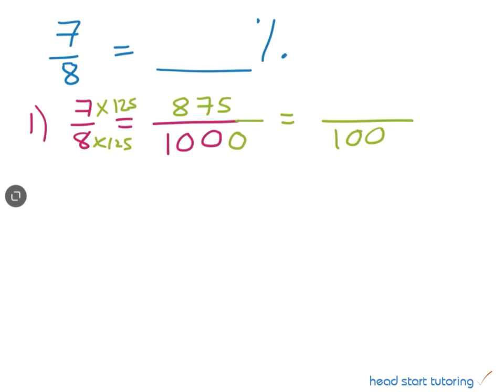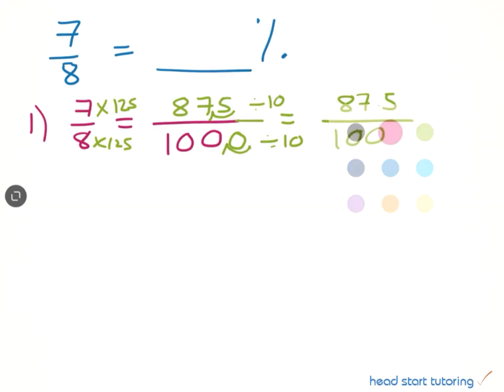So what do we do to 1000 to get 100? We divide it by 10. So then we divide our numerator by 10 as well. And 875 divided by 10 is equal to 87.5. Right, so dividing by 10, we bring in 1 decimal point, a decimal place, and we end up with 87.5 over 100.